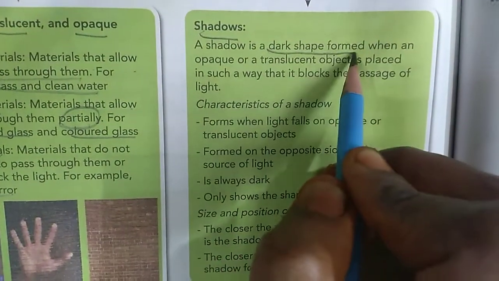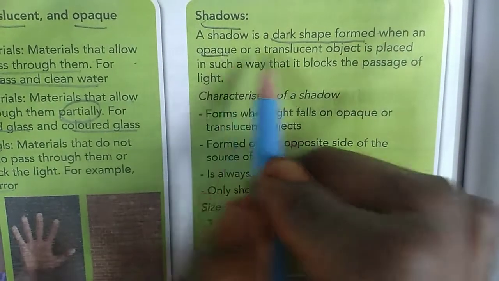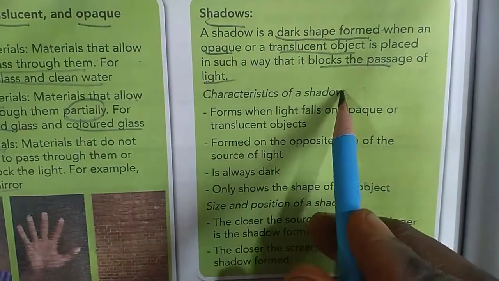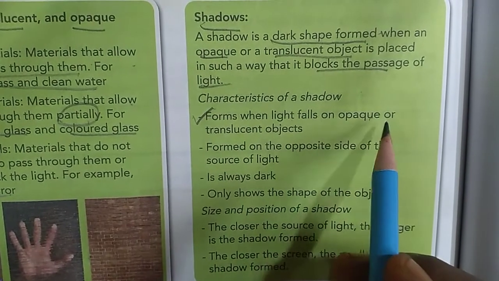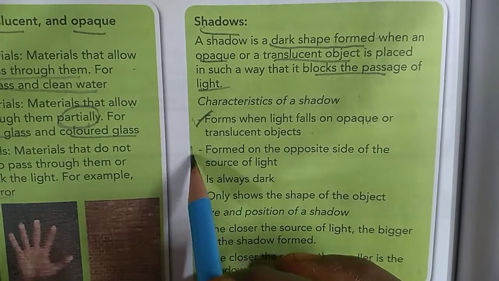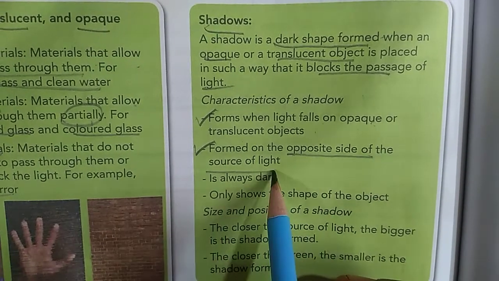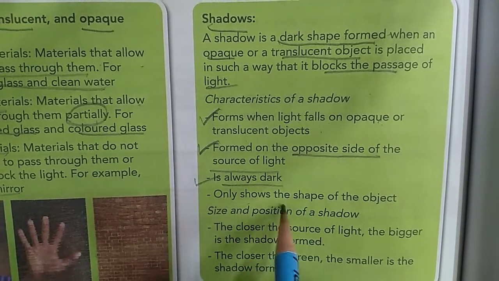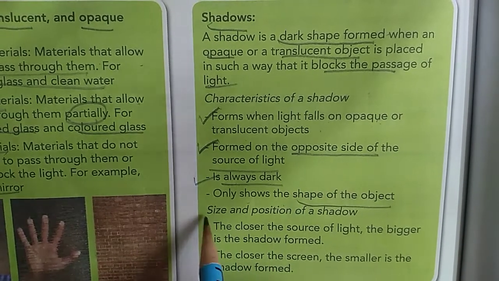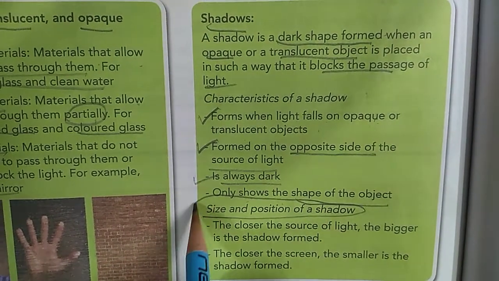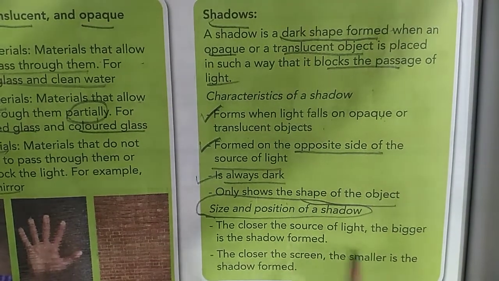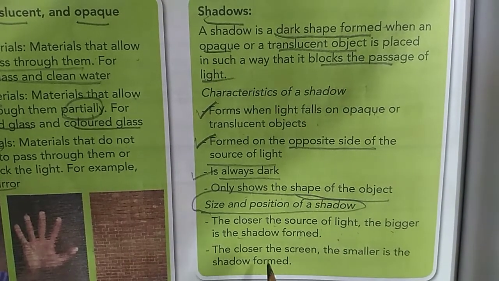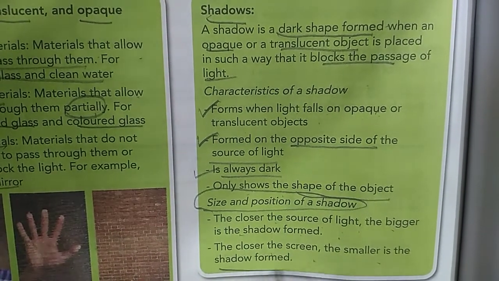Then we have seen about shadows. It is a dark shape. How is it formed? When an opaque or translucent object blocks the passage of light. Characteristics: it forms when light falls on an opaque or translucent object, is formed on the opposite side of the source of light, is always dark, and only shows the shape of an object. And then we have seen the size and position of a shadow. The closer the source of light, the bigger the shadow formed. The closer the screen, the smaller the shadow formed.